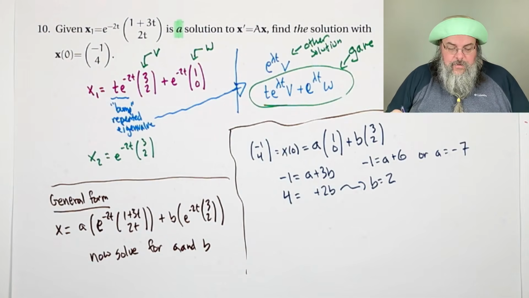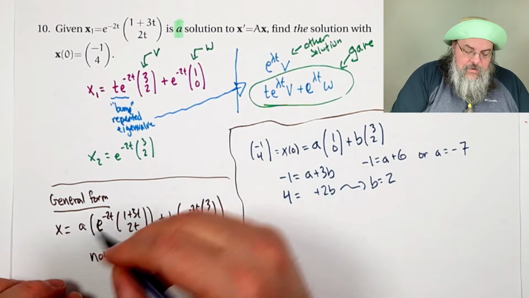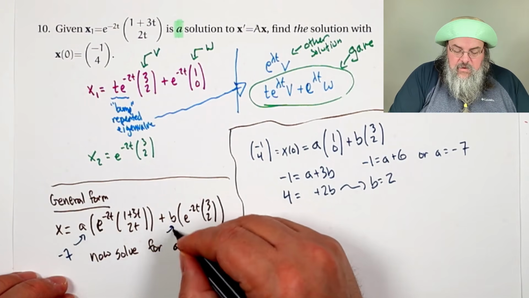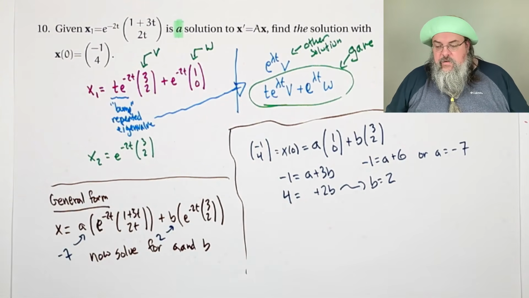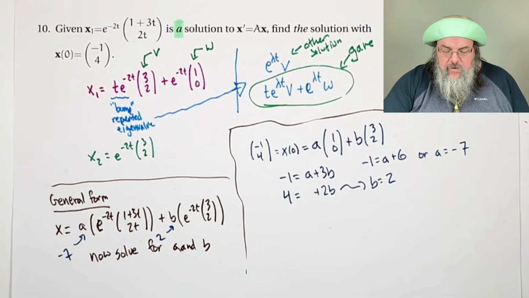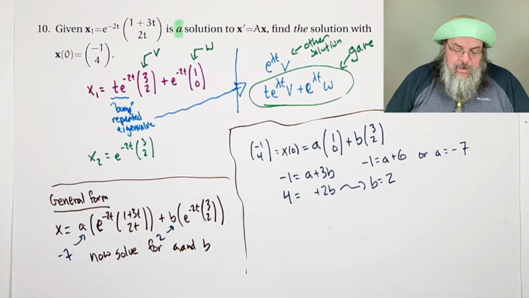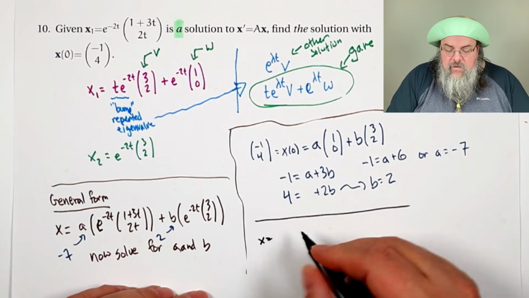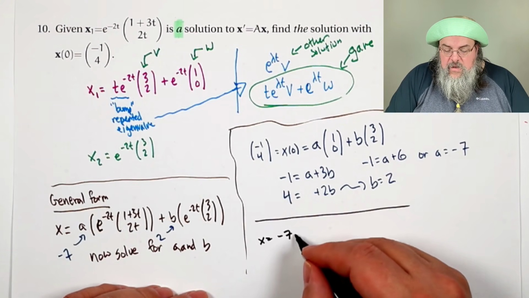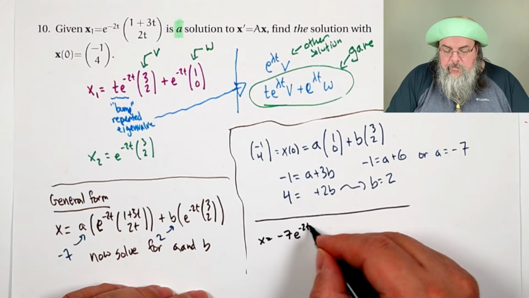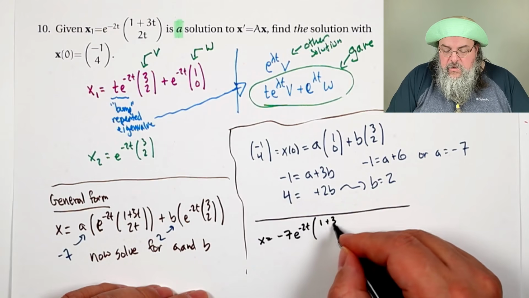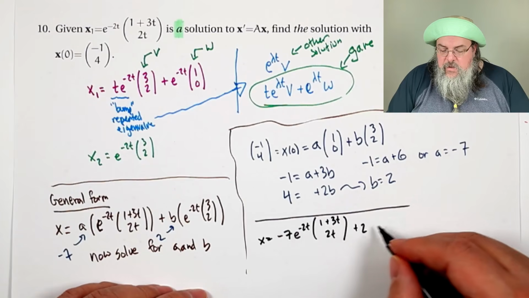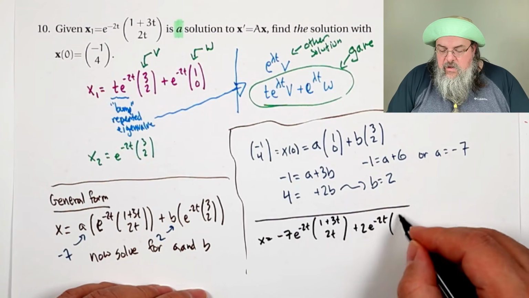What do? Well, just plug it in. So we know that a is minus 7 and b is 2. And so our last thing to do is to write down our answer and maybe do some cleaning up. Okay, so we have that x is equal to minus 7 e^(-2t) ((1, 0) plus (3t, 2t)), and then plus 2 e^(-2t) (3, 2).